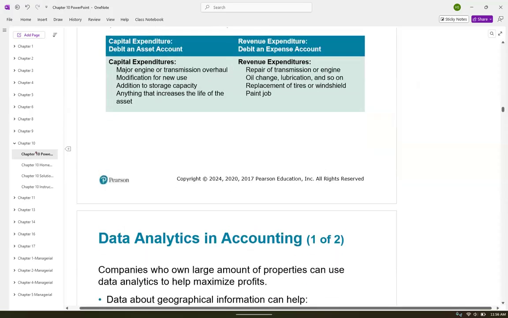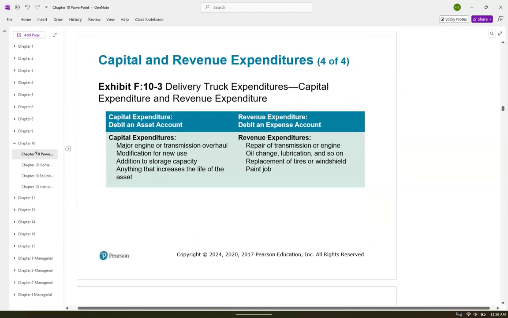So I think this is getting close to the end of this video. We have a list of things on a delivery truck that would be considered a capital expenditure: a major engine or transmission overhaul, modification for new use, addition to storage capacity, anything that increases the useful life of it would be a capital expenditure. Revenue expenditures: a repair of the engine or transmission, oil change, lubrication, replacement of the tires and windshield, or paint job. All of those would be revenue expenditures.